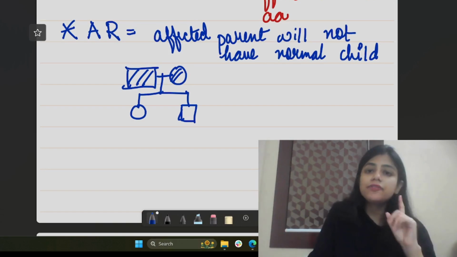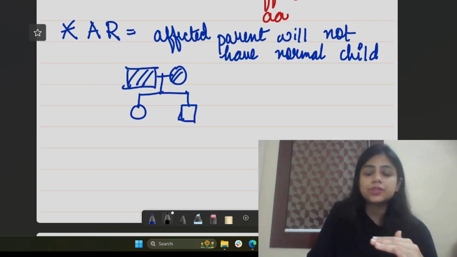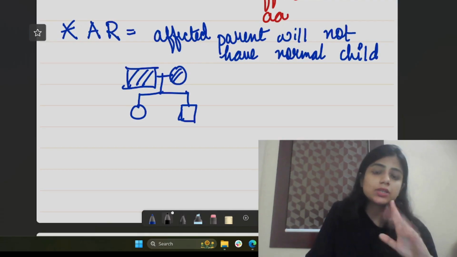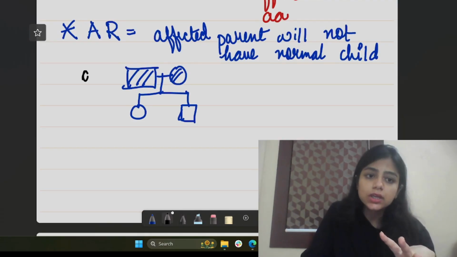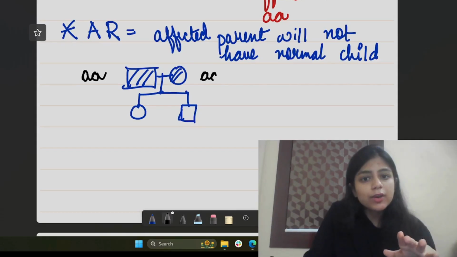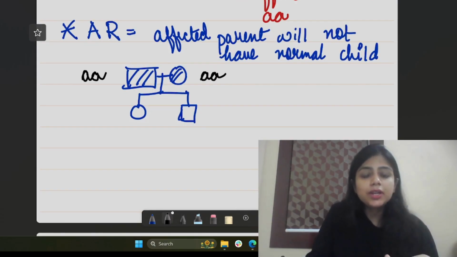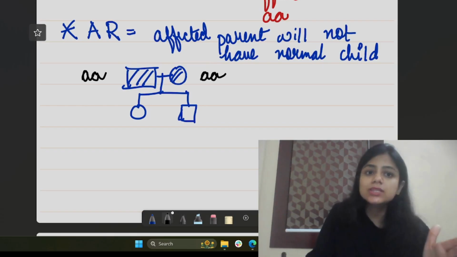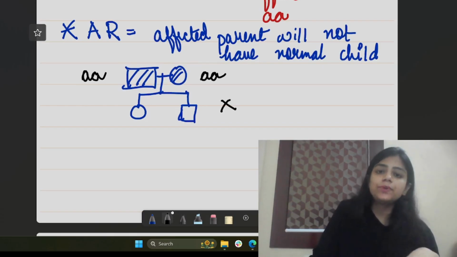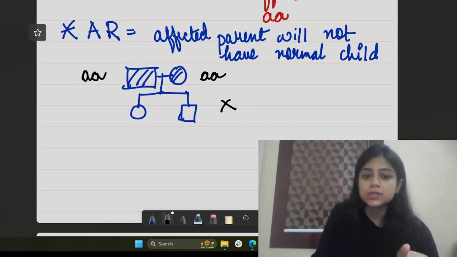Why? Because if I'm talking about autosomal recessive, what we know from the above description is that if the individual is affected, the genotype will be small a, small a. Here will also be small a, right? So definitely the offspring will not be normal in any case. So that is why this can never be autosomal recessive.